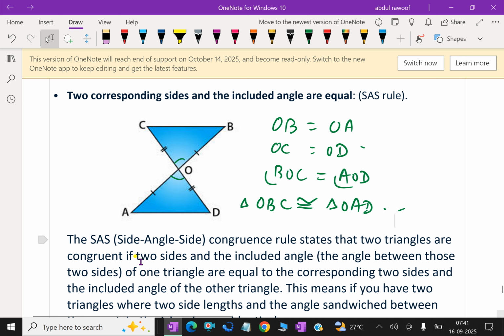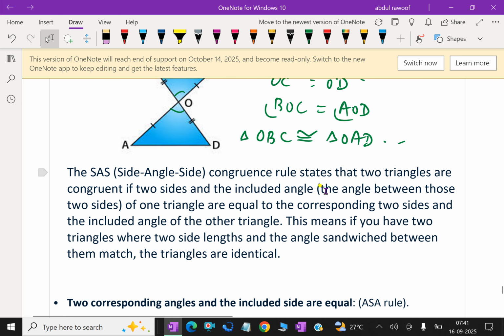The SAS, side angle side, congruence rule states that two triangles are congruent if two sides and the included angle, the angle between those two sides, of one triangle are equal to the corresponding two sides and the included angle of the other triangle. This means if you have two triangles where two side lengths and the angle sandwiched between them are equal, then the triangles are identical.